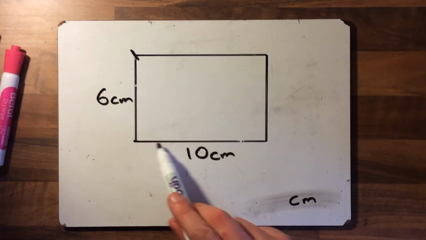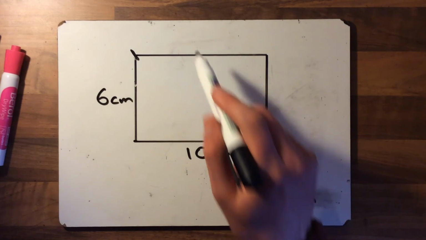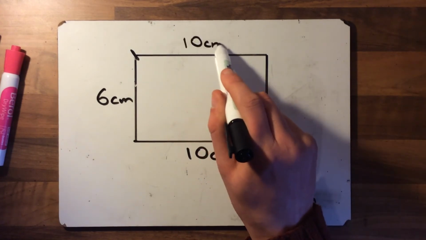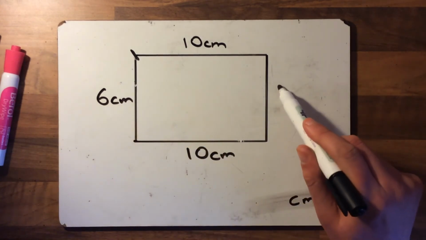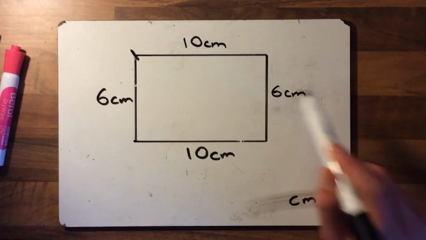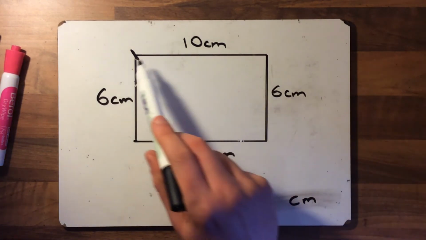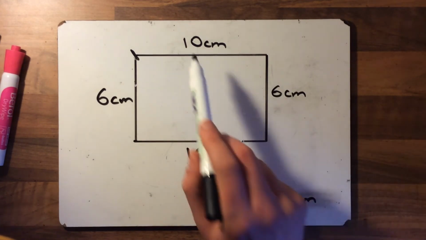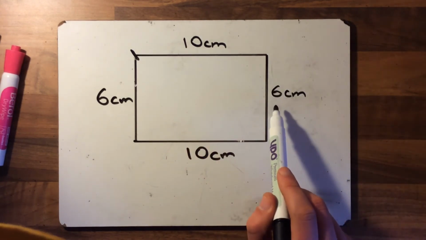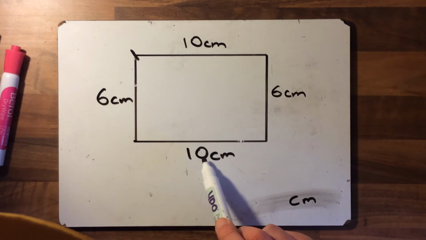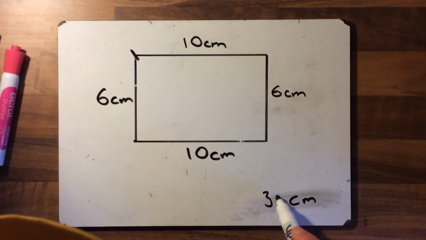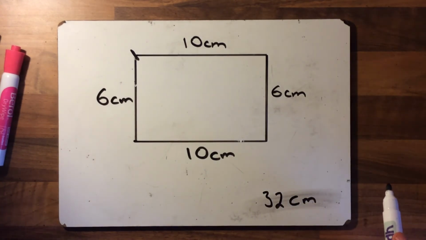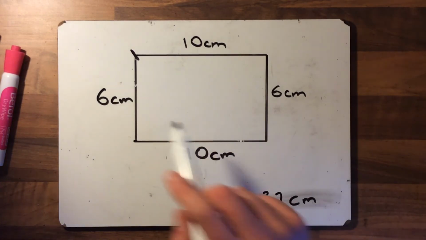Okay, so if this edge is 10 centimetres, this top one also has to be 10 centimetres because they're identical in size, aren't they? If this side here is 6 centimetres, this one here will have to be 6 centimetres too. And then to calculate the perimeter, we just add up all the edges. So 10 add 6 is 16. Another 10 added on to that, and another 6 added onto that gets us to 32 centimetres again, actually.